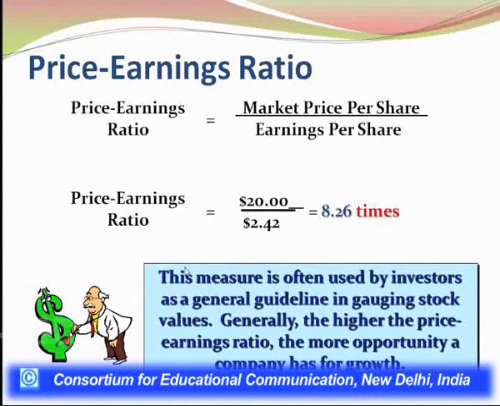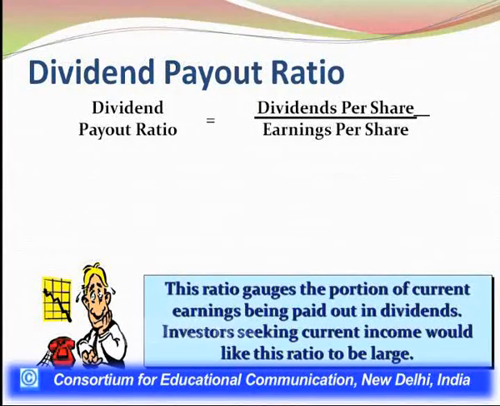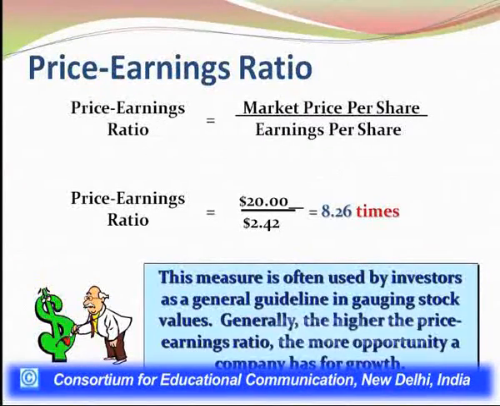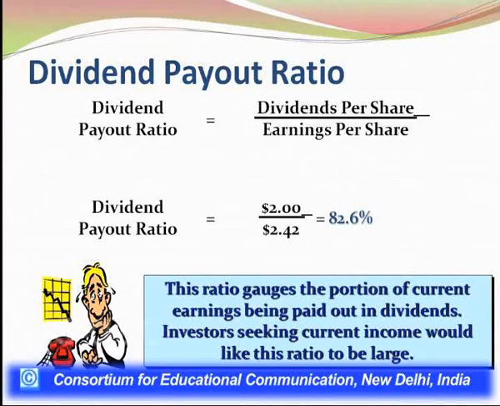Now the third ratio which we use for the purpose of shareholder analysis is the dividend payout ratio. Dividend payout ratio can be calculated by dividing the dividend paid by the company per share by earning per share. It means earning per share is used as the denominator in both ratios, the dividend payout ratio as well as the previous ratio we just discussed, the price earning ratio.